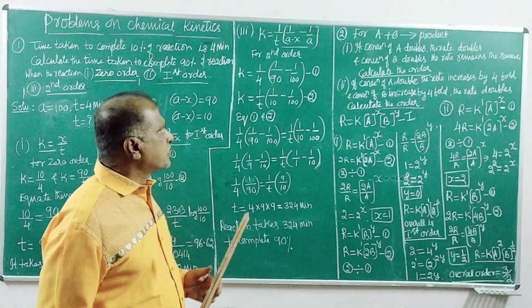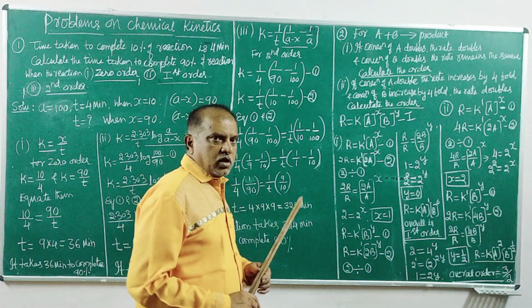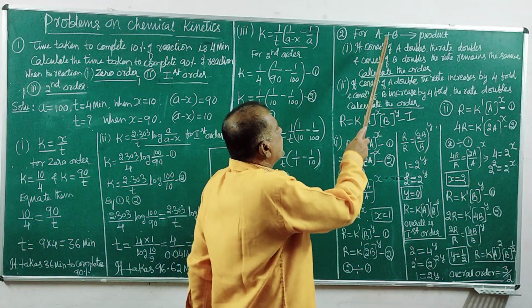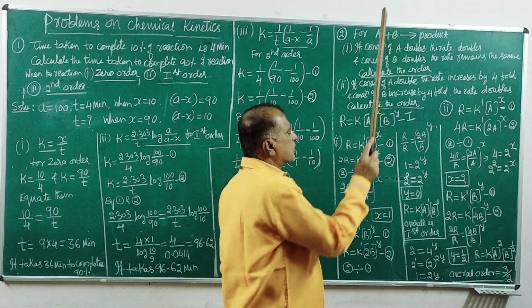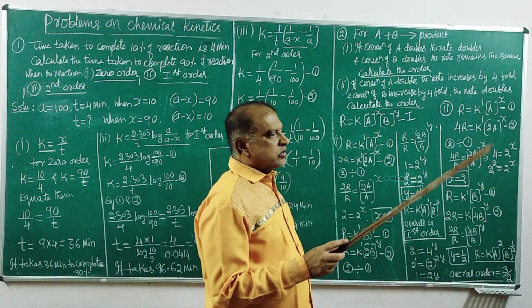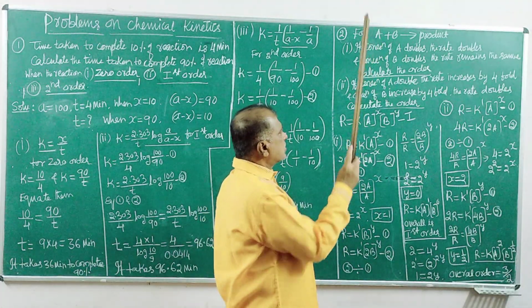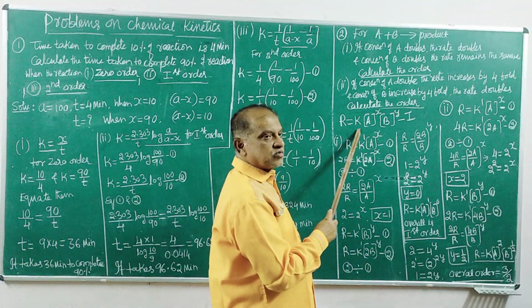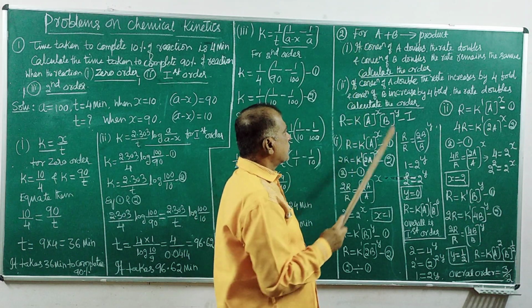Next set of problems, the second problem, is the calculation of the order of reaction for this general equation. This is a chemical equation, generalized. This is the rate expression for this equation.